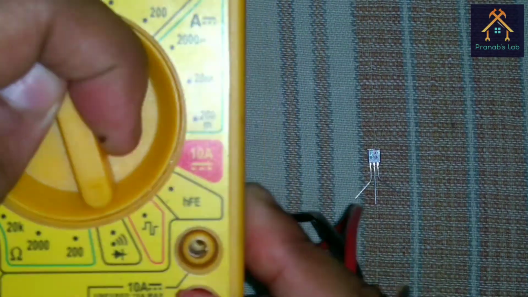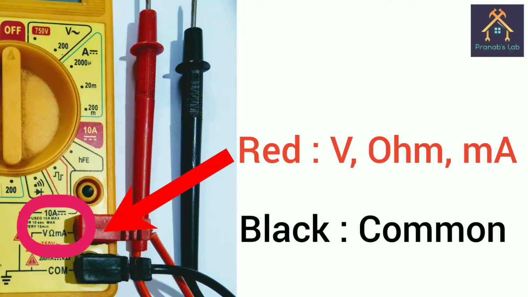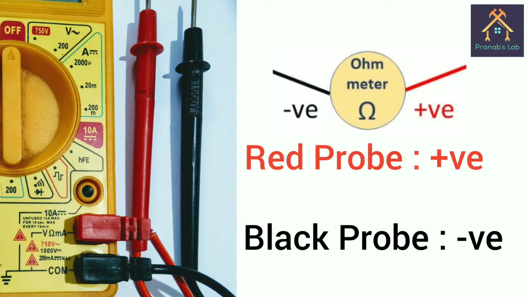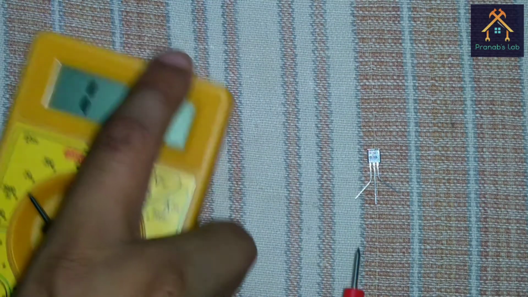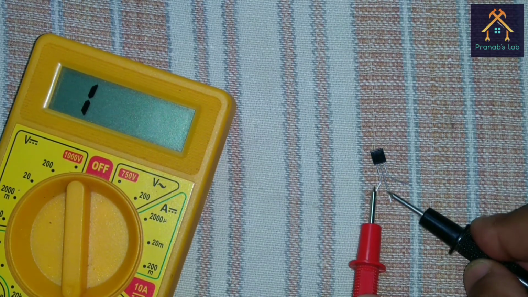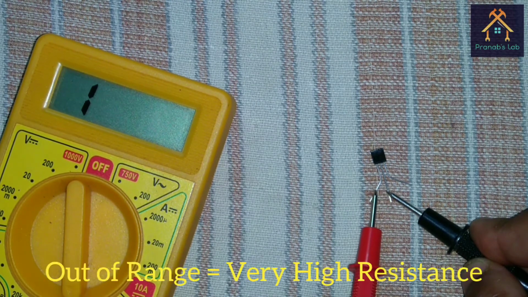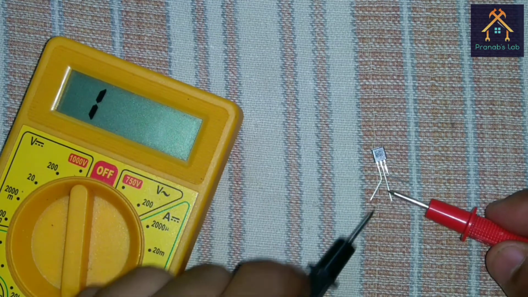Now set the multimeter to diode position and red probe is to be connected with V ohm terminal and black probe with common terminal of the multimeter. Consider this red probe as positive terminal and black probe as negative terminal. Okay, now first leg of the transistor is touched with positive probe and second leg with negative probe. You can see the value of resistance is out of range, that means very high. Let's interchange the probes.